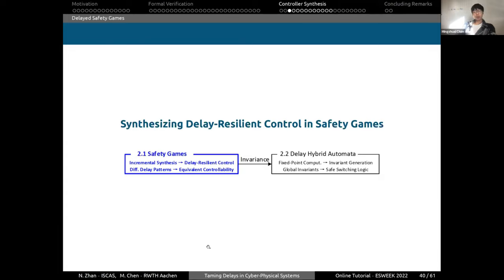And this goes to the first part of this session, which models the interaction as a safety game, and then we propose some incremental synthesis algorithm which can synthesize a delay-resilient controller.